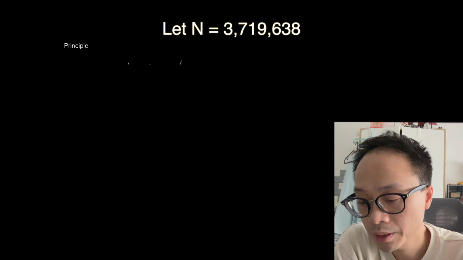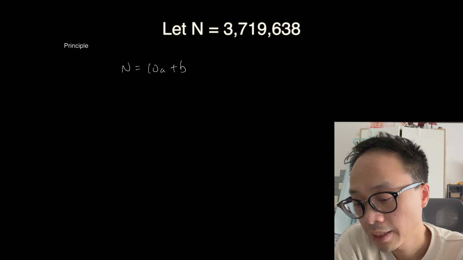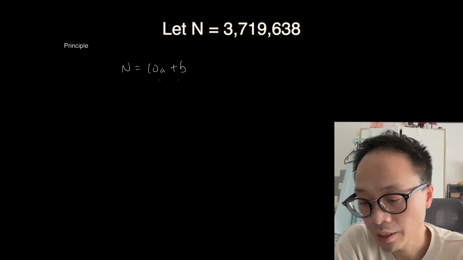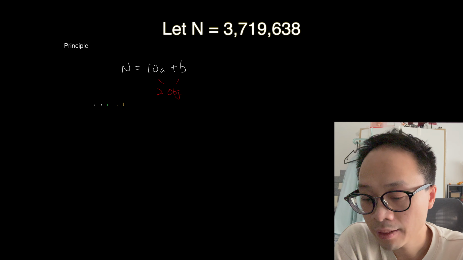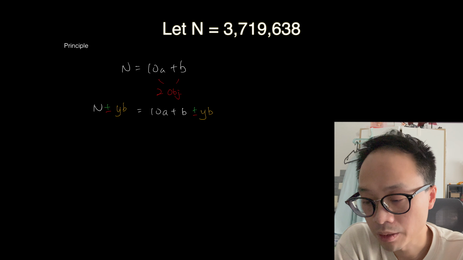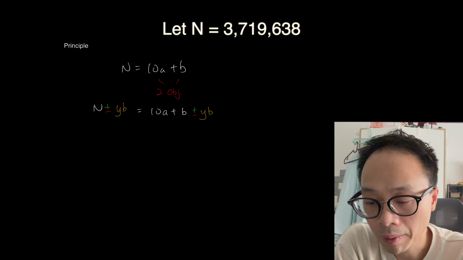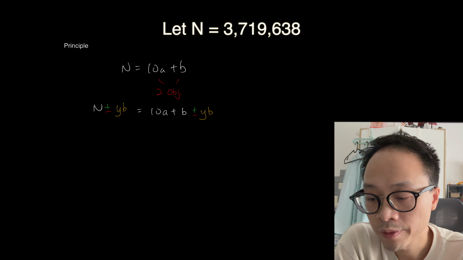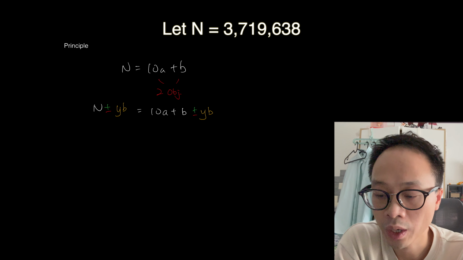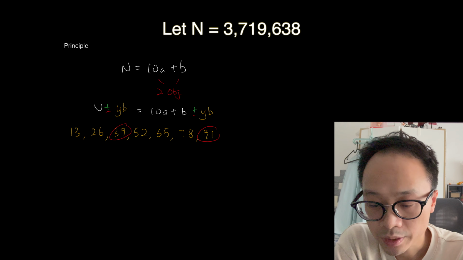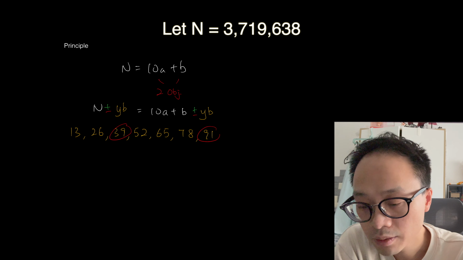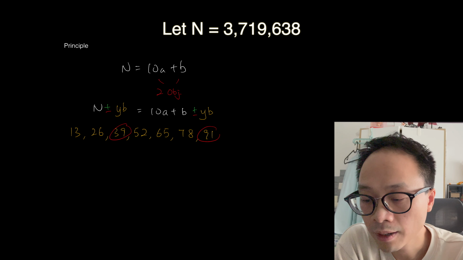Why? The number can be reformed to be 10a plus b. There are 2 objects, right? And then we think about adding or subtracting a number which is divisible by 13, to make the coefficient of b a multiple of 10, so we can extract the number 10. The multiples of 13 are 13, 26, 39, and so on. And 39 and 91 are our answers.